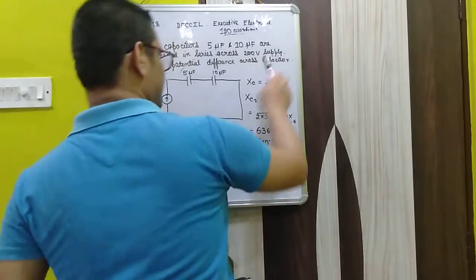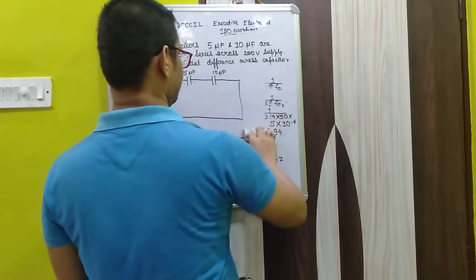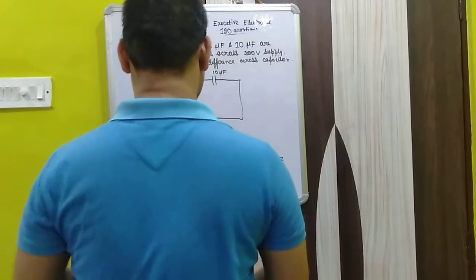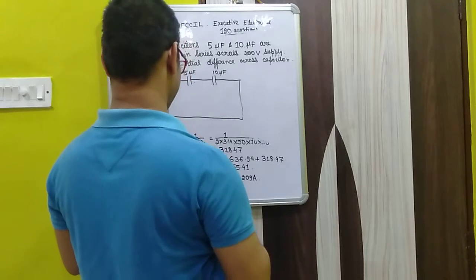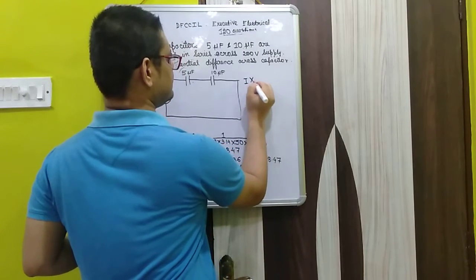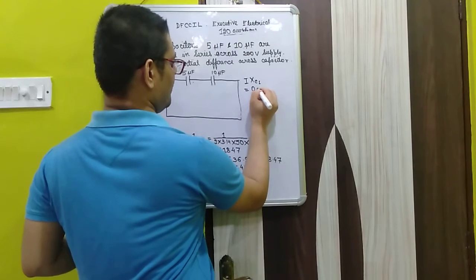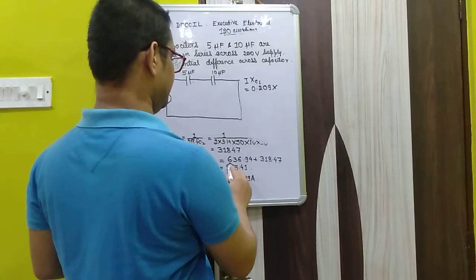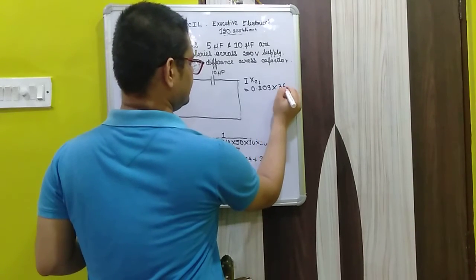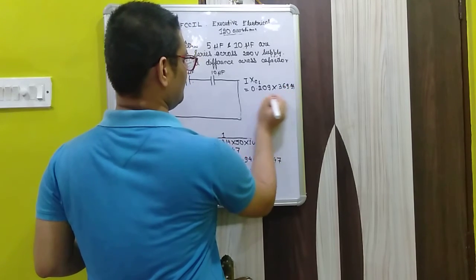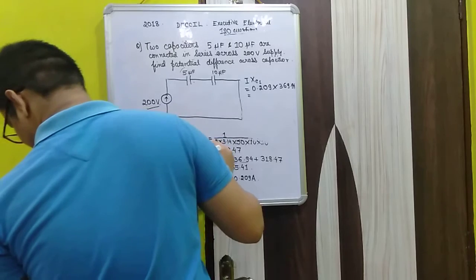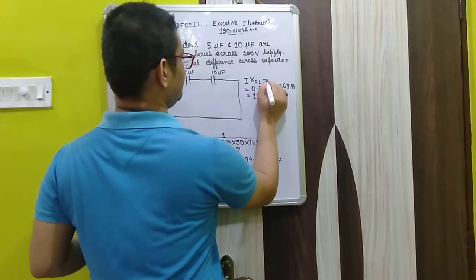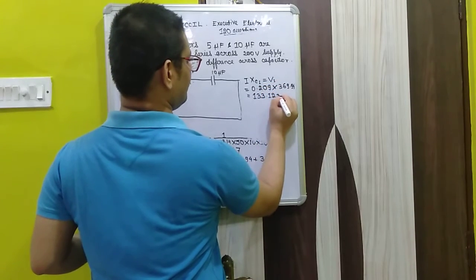Now I'm going to erase this part so that I can calculate over here. We put the values we calculated earlier, that is I Xc1. I is 0.209 into Xc1, which we had calculated earlier as 636.94. If we multiply these two values, we get the answer 133.12. This is V1, in volts.